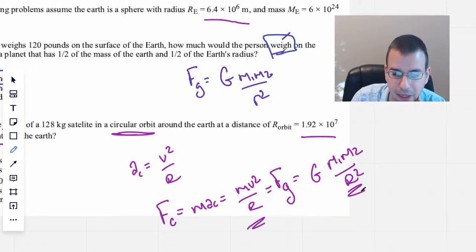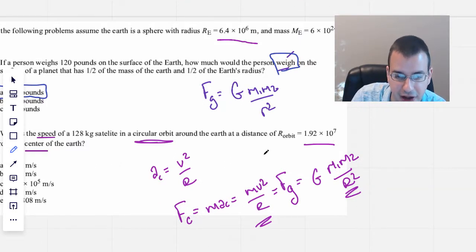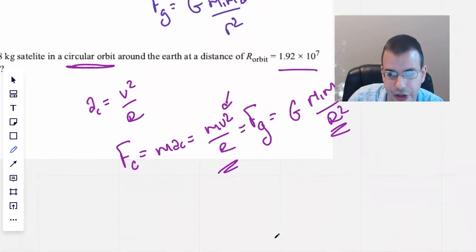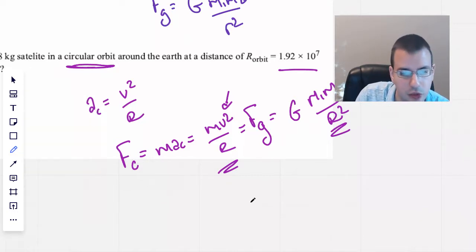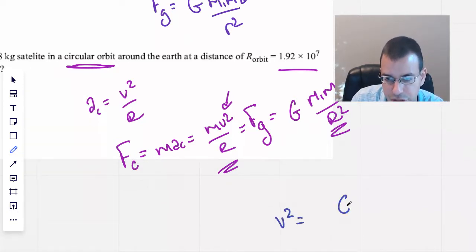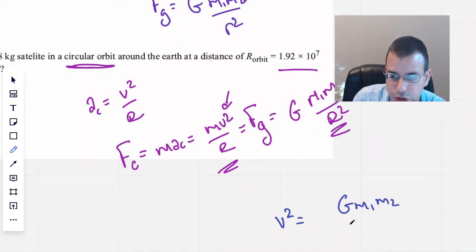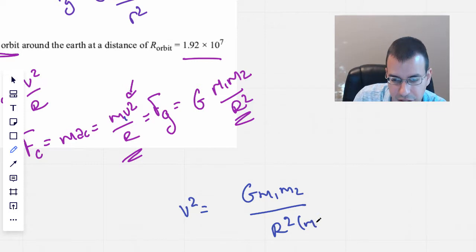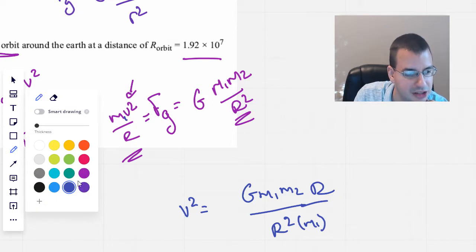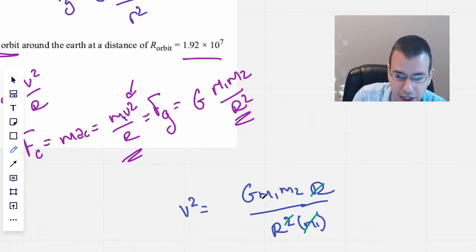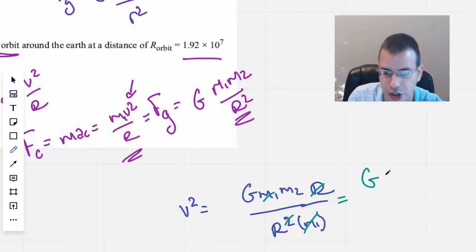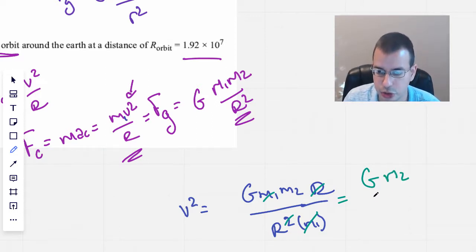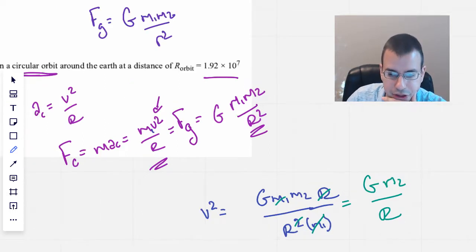So we look at this part, we look at that part, and what we're trying to find is that v right there. So solving for v, we have v squared equals G m1 m2 over r squared, and this will be m1, because that's the thing that's being flung around, times r up top. So one of the r's goes away, m1 goes away, and we're left with the gravitational constant times m2 over r. Seems reasonable.